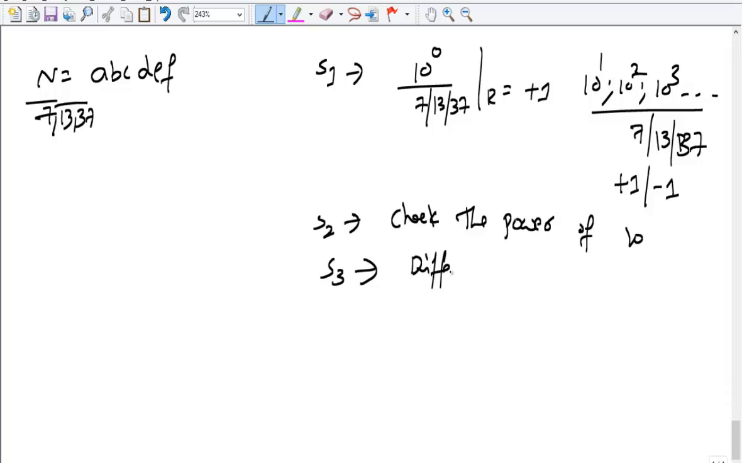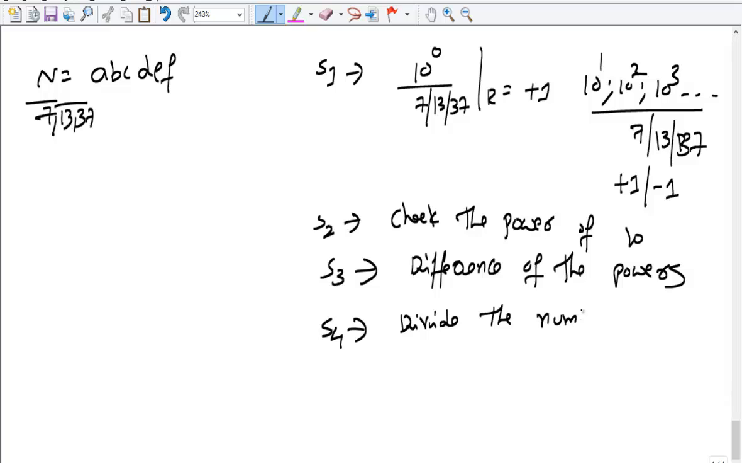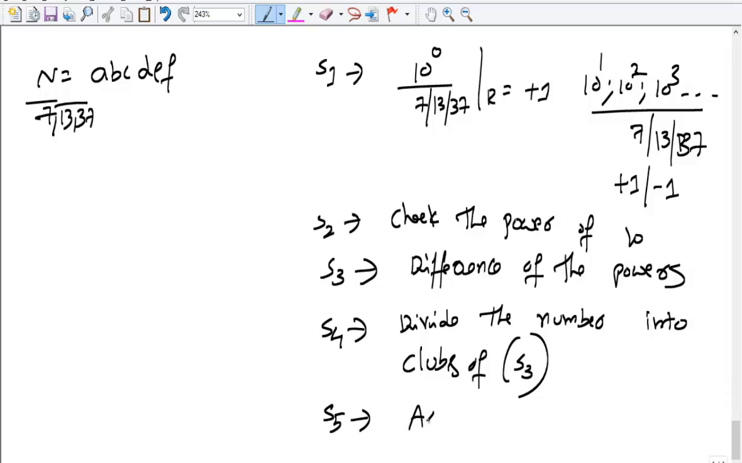Step number 3, difference of the powers. Step number 4, divide the number into clubs of, that is like S3. The next one, S5, is assign the both positive or negative signs. Enough. Then you can do the simple addition or subtraction process. That's what you can do.